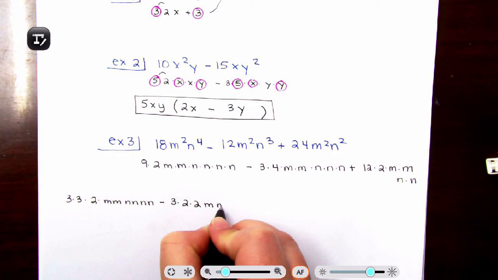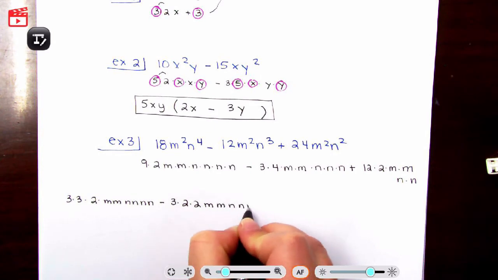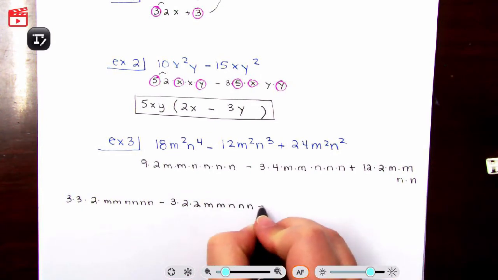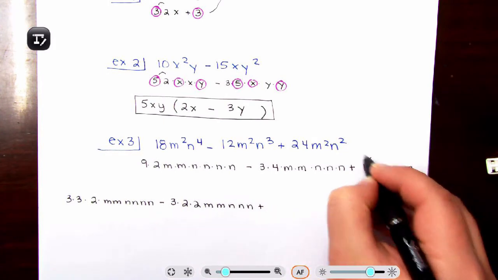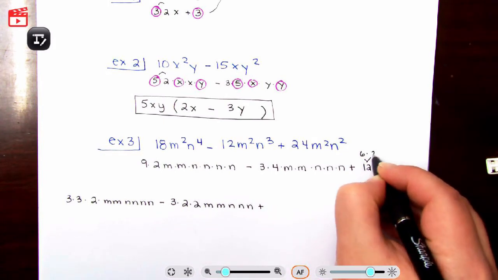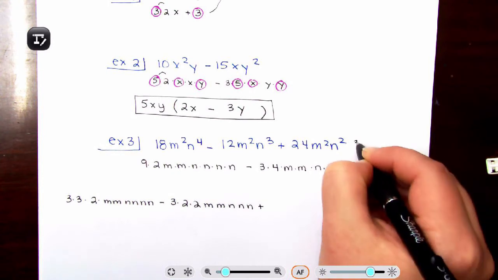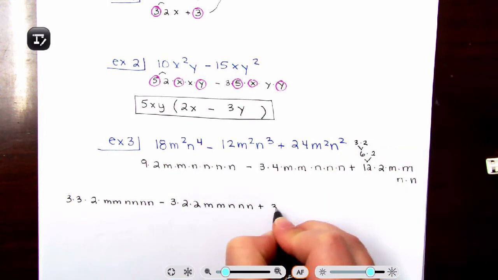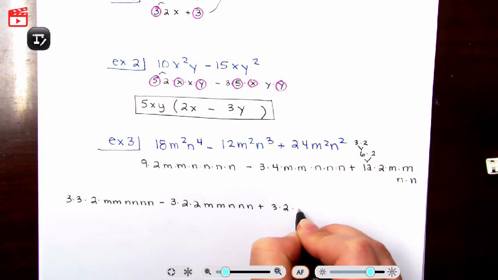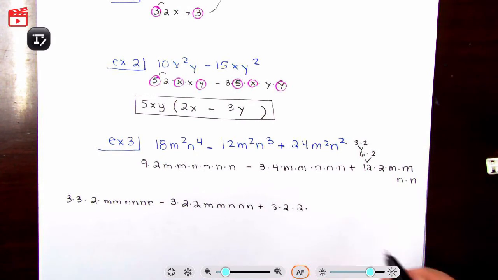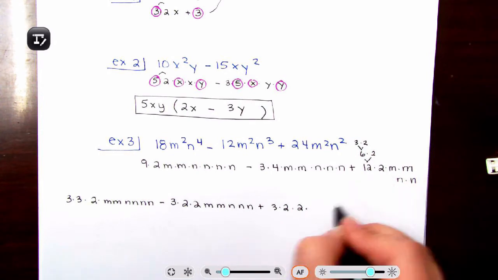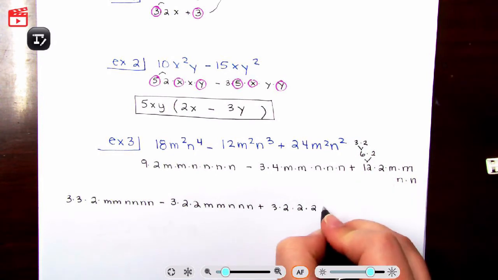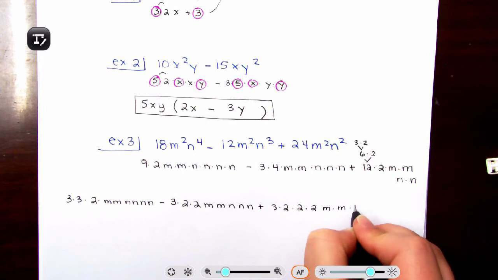Immediately after you do some of these, you're going to notice there are some patterns. For example, here is 6 times 2, but then you can break up 6 into 3 times 2. So I have 3 times 2 times 2 times, that's it. 3 times 2 is 6, 6 times 2 is 12, and then I have my leftover 2 for 24. M times n times n.